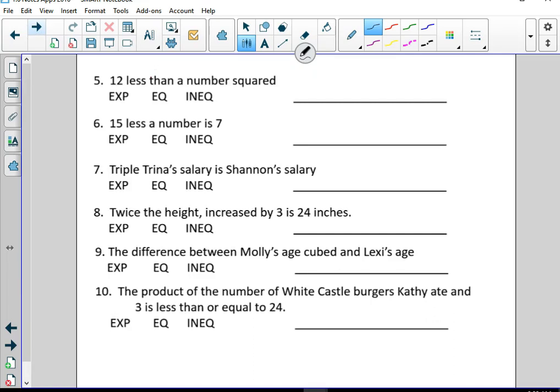Okay, more practice. 12 less than a number. Okay? 12 less than a number. This is a tricky one.